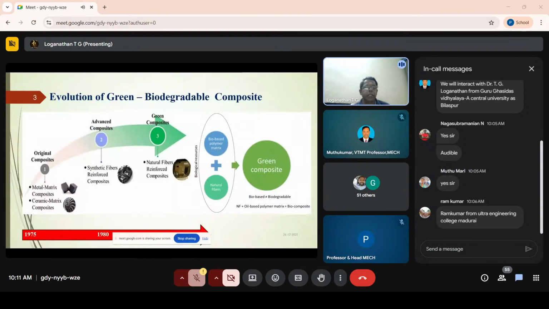As you all know, composite is a very old concept actually. It was started in the year 1975.